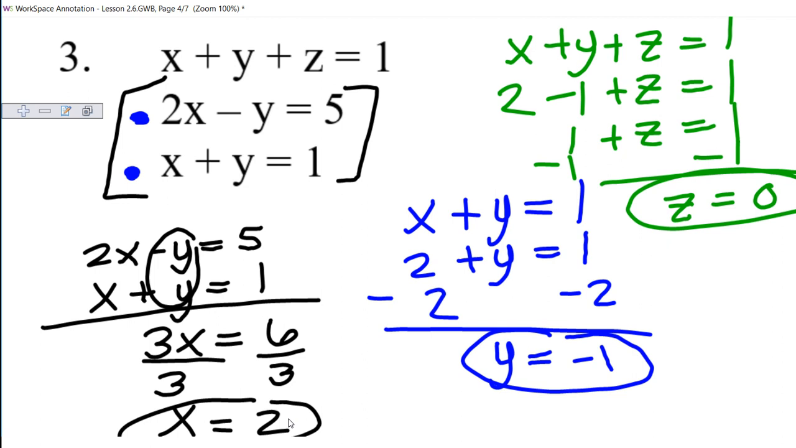So your solution needs to be an ordered triple. X, comma, y, comma, z. So what's our ordered triple? 2, comma, negative 1, comma, 0. So make sure it's alphabetic. We're halfway through the notes. Next one. Problem number 4.